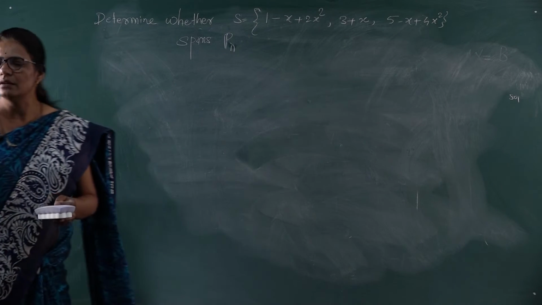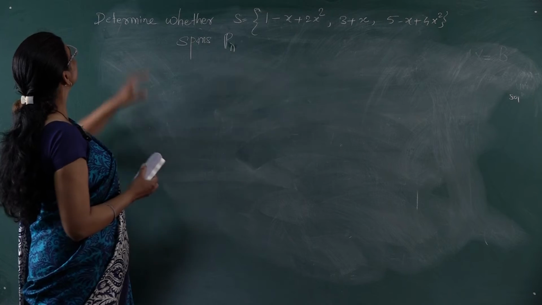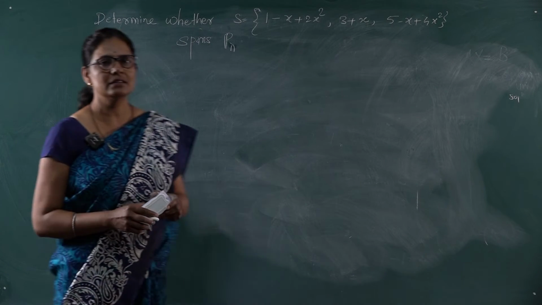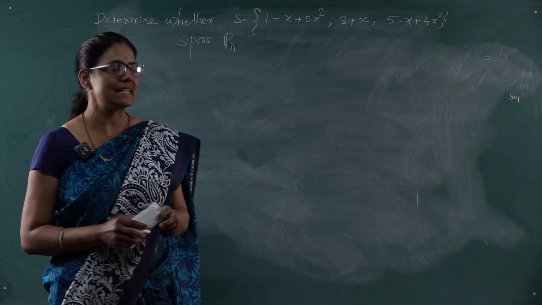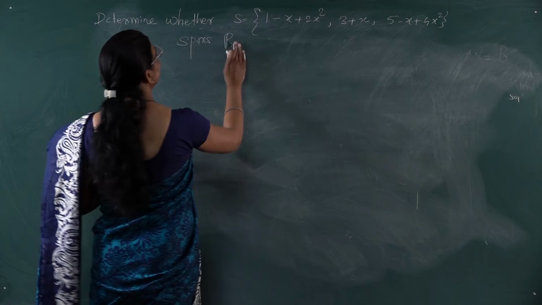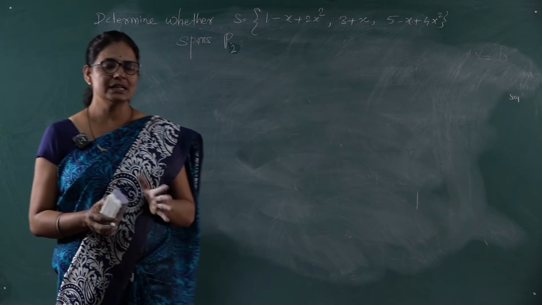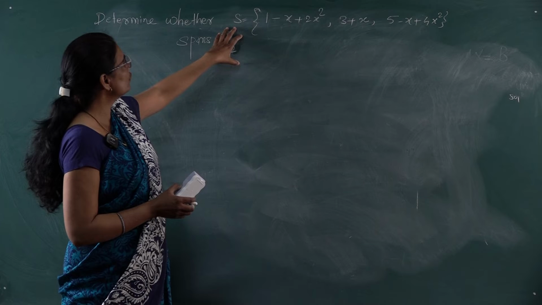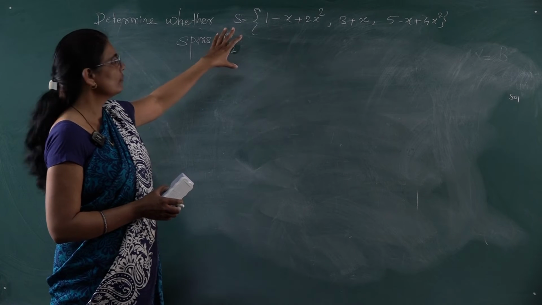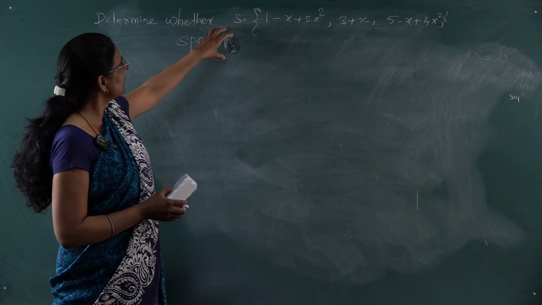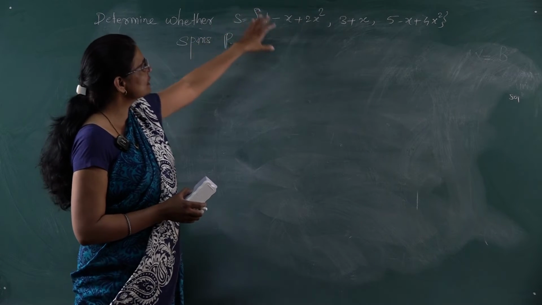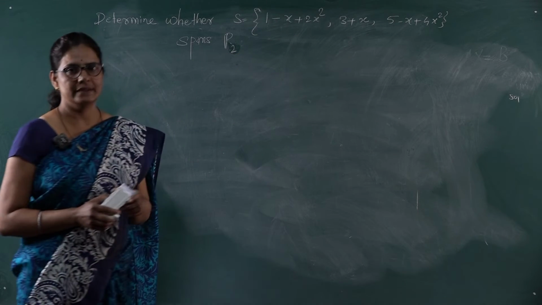Now this is our another problem. Determine or check whether the given set of polynomials spans P2 or not. So again we consider here an arbitrary polynomial from P2, and we show that the arbitrary polynomial is expressed as a linear combination of these 3 vectors.